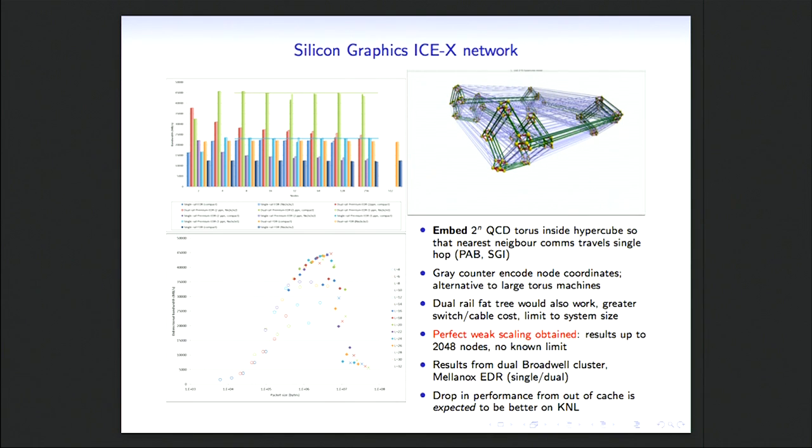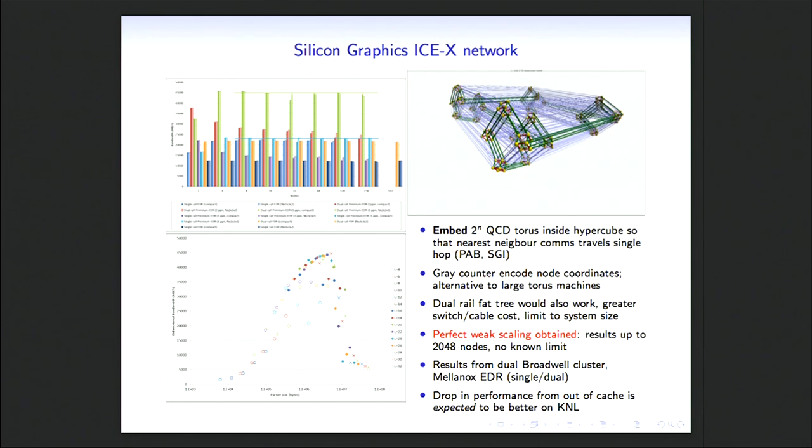So I've done a project with SGI in the remaining 2 minutes. I've done a small project with SGI where we've revisited yet another concept from the Connection Machine, which is the Gray counter encoding of the hypercube, because the Connection Machine had only nearest neighbor shifts in its network. The idea is that we can take an arbitrary torus, this is a 2-dimensional torus, embedded in an 8-dimensional hypercube in a way that the nearest neighbor is always the nearest neighbor.